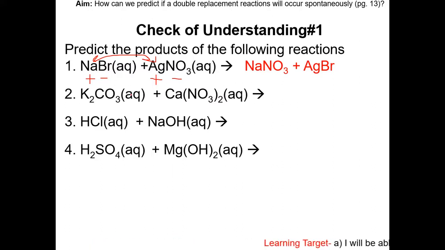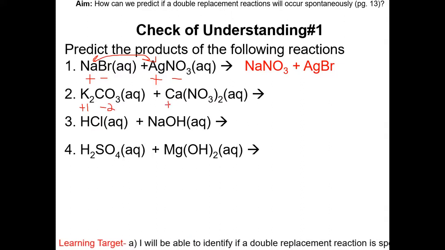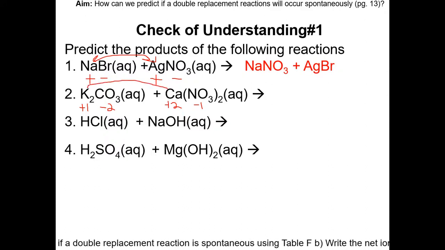In number 2, we have another double replacement reaction between two compounds, potassium carbonate and calcium nitrate. The first step is to figure out the charge of each ion. Potassium is a metal, and it has a charge of positive 1. Carbonate, if you look on table E, has a charge of minus 2. Calcium has a charge of positive 2, and nitrate has a charge of negative 1 if you look on table E. So since potassium and calcium are both positive, they're going to switch places during the double replacement reaction.